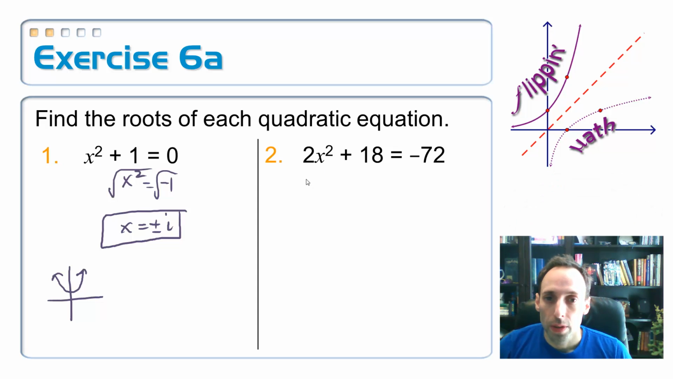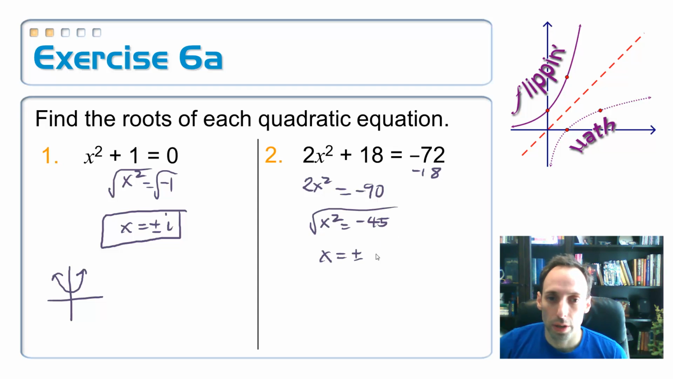Let's try number 2. 2x squared, I'm going to subtract this 18 over, gives me negative 90. Divide by 2, so x squared is equal to negative 45. Now take the square root of both sides here. X is equal to plus or minus the square root of negative 45. Okay, so first of all, I have a negative, so I know that's got to come out as an i. So I can go ahead and do that.